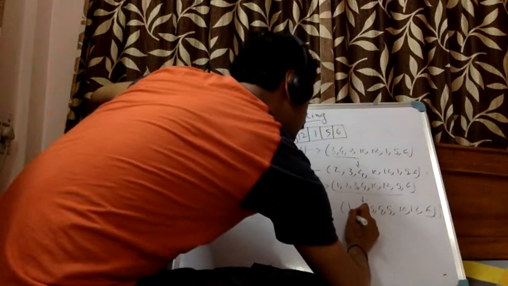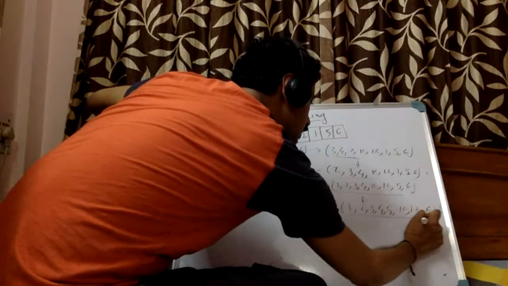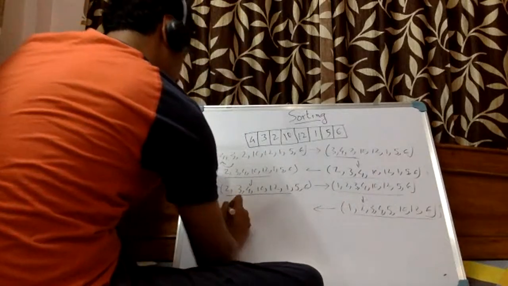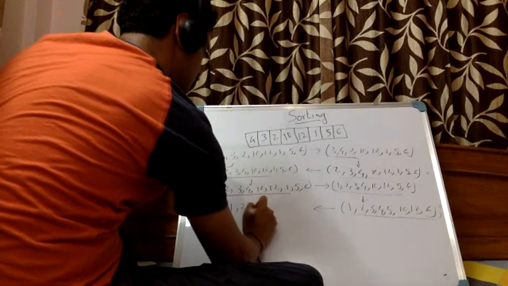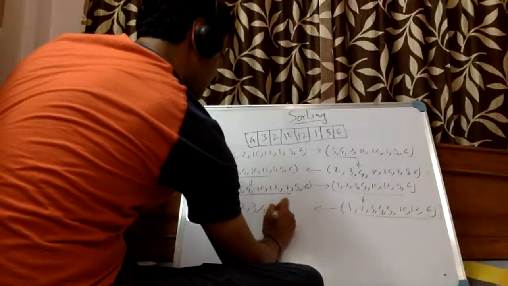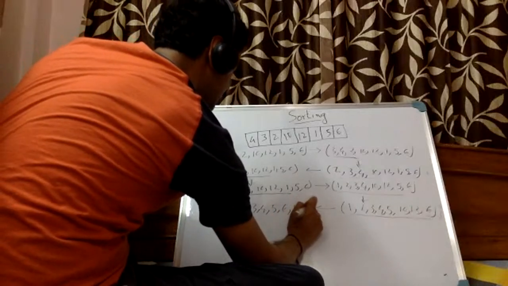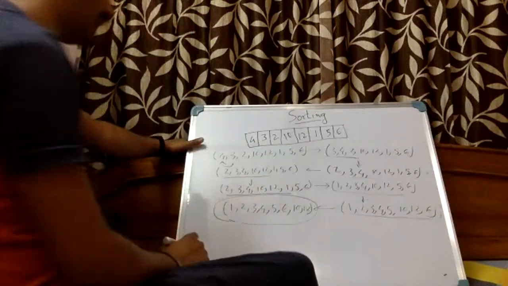And the next step will be the entire array. Then it will be like this: 1, 2, 3, 4, 5, then 6, then 10, and finally 12. So it becomes the sorted array.